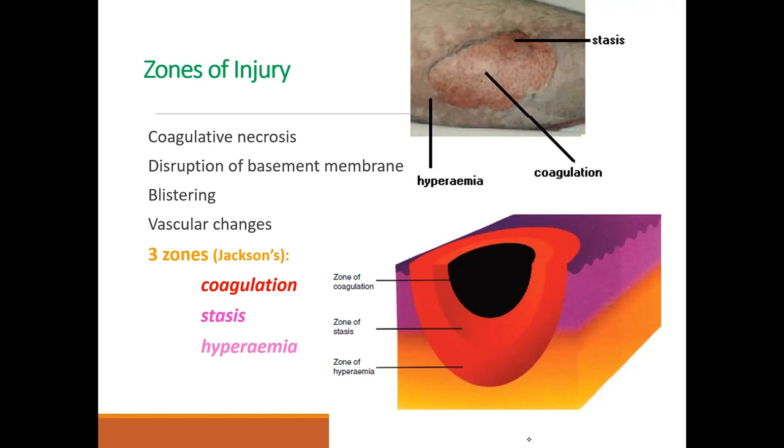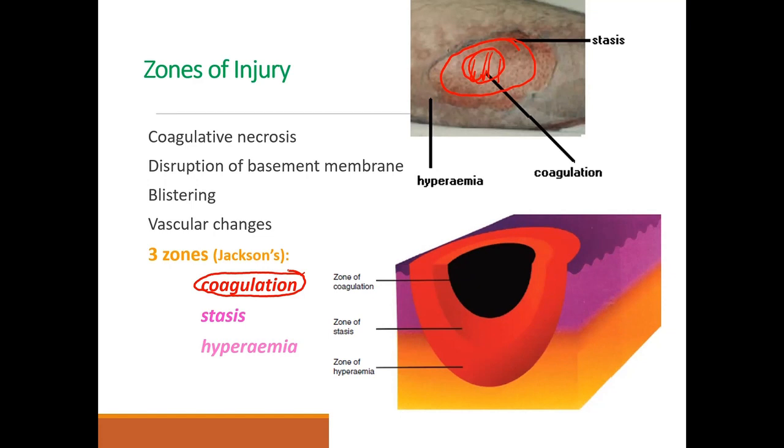The site of maximal impact is the zone of coagulation, okay? Is central. The site of maximal impact is the zone of coagulation. Now, just peripheral to the zone of coagulation is the zone of stasis. And the outermost part is the zone of hyperemia. The implication here is at the zone of coagulation, there is an irreversible tissue damage. Okay, there is already a coagulative necrosis of the protein.